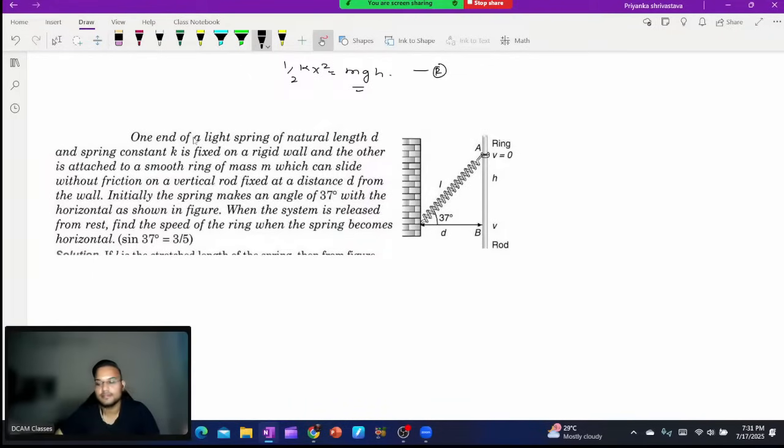Sir, first at the top point it will be mgh. And then as we leave it from rest, the ring moved down. So we could write it as d square plus h square equals L square. It's a right angle triangle. And we could differentiate it on both sides. No, not needed. That was simpler actually.